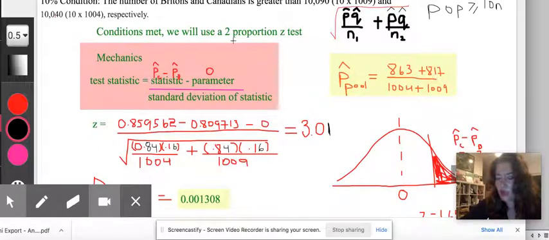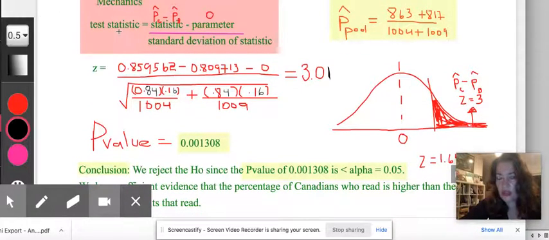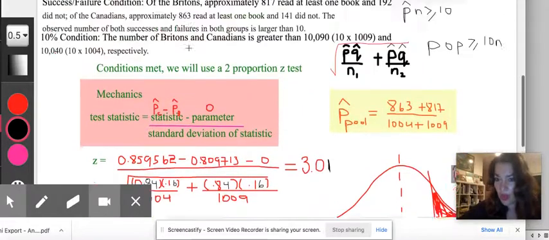We will use a two proportion z-test. Notice I have the exact same formula for the mechanics. It's always test statistic minus parameter over standard deviation of statistic. Our test statistic is our z-score. Our statistic in this case is the difference between our two samples, so p hat of Canadians minus p hat of the Britons who read.